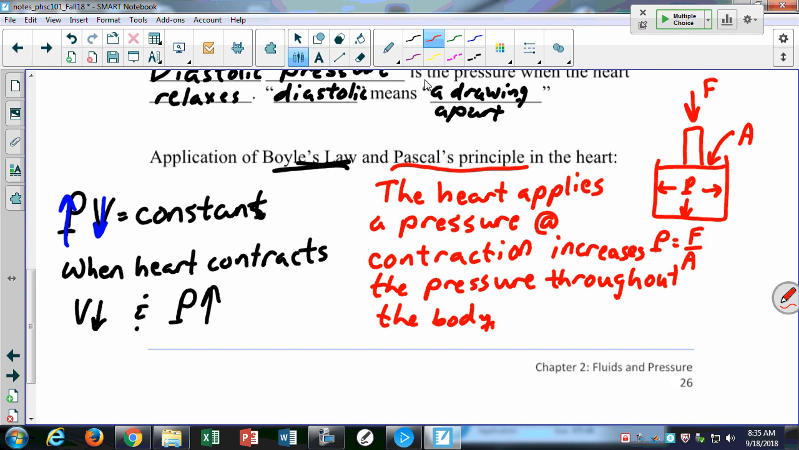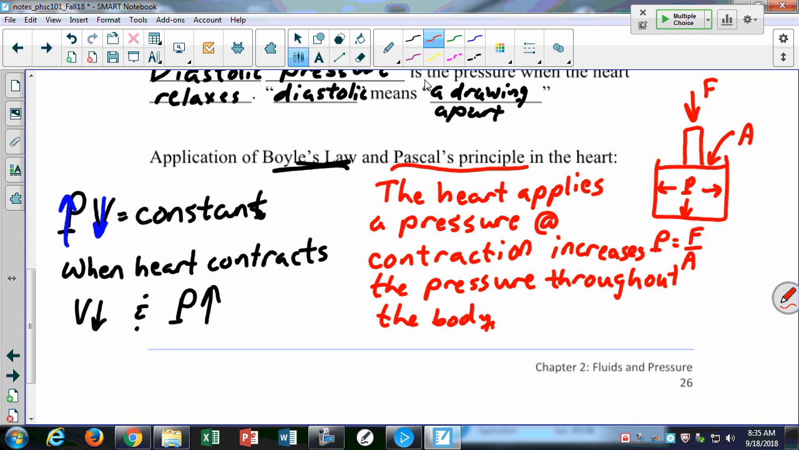Find your pulse. Every time you feel that, that's your heart contracting, and it's applying a pressure up here, and it's felt throughout the entire system, wherever you find your pulse, on your neck or on your leg. That's Pascal's principle. That pressure that is applied up here is felt all the way throughout the system. That's kind of cool, that you can feel your heart at any part of your body, anywhere that you have the circulatory system, which is everywhere.